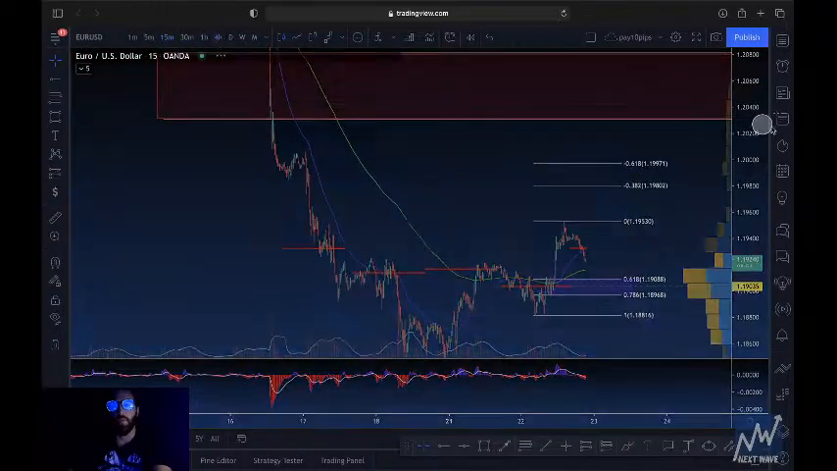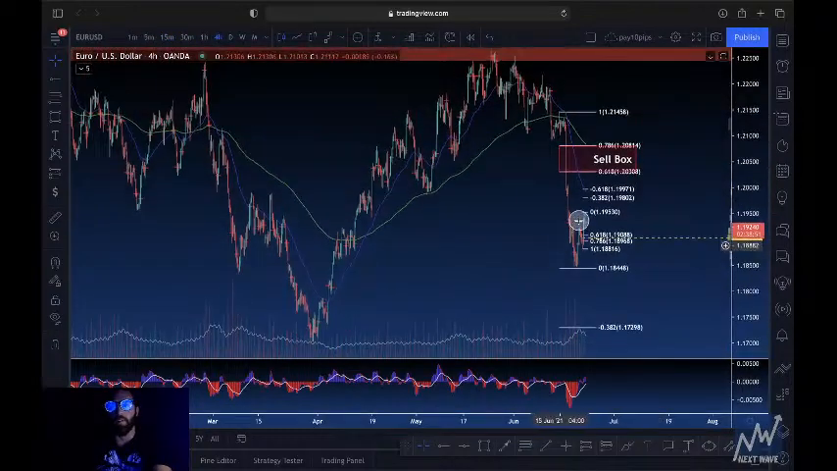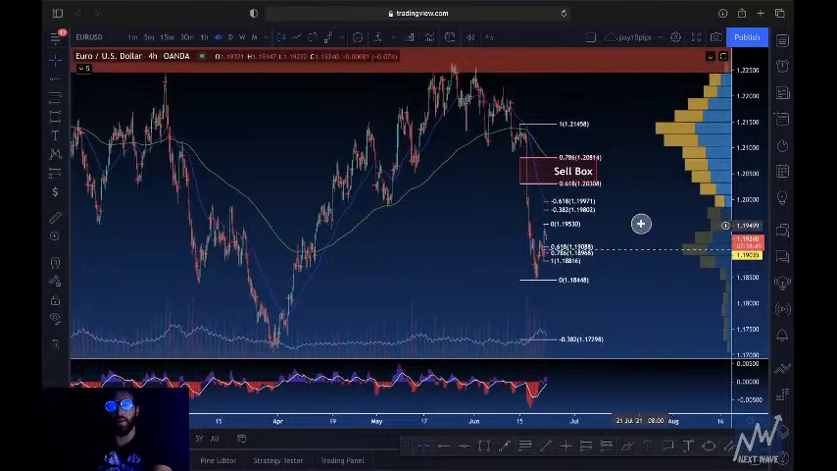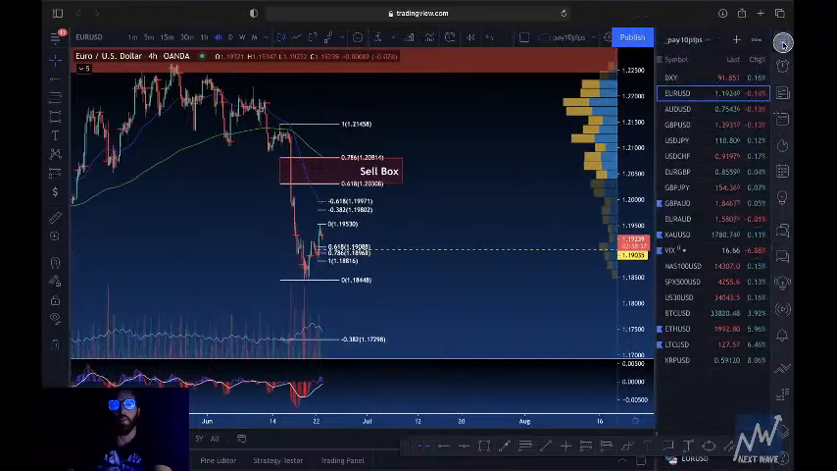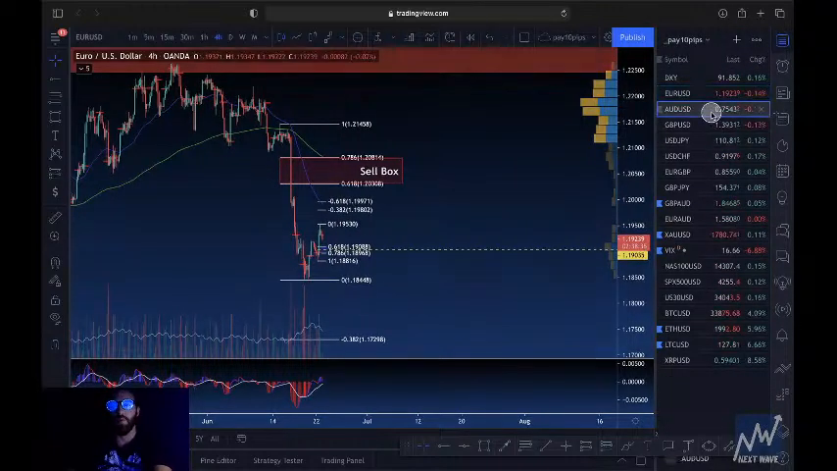Ultimately though, longer term, it's just a correctional move, and playing the correction can get risky. So I'm still waiting on the price to get all the way up into this area, and it's definitely looking like it could. So it's a possibility to buy the correction tomorrow as well.